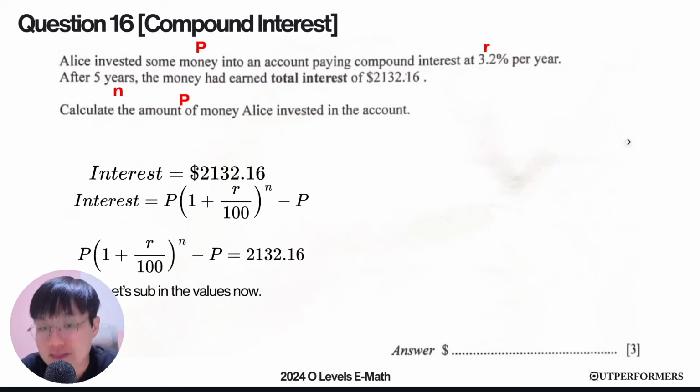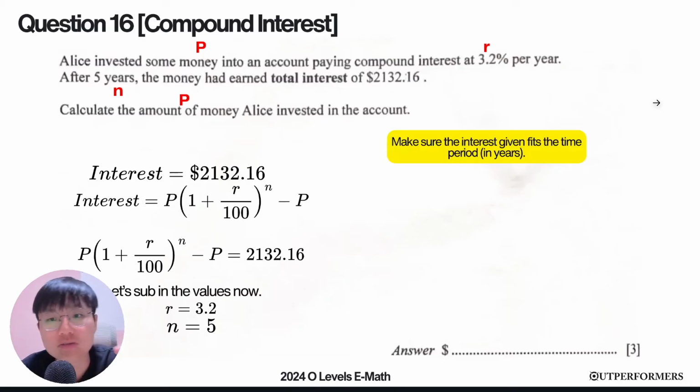And let's substitute the values now. And we have R equals 3.2. This is on a yearly basis, 3.2%. And we also have N equals 5. Again, it matches. Alright, so that's a very important thing. Make sure the interest given fits the time period. So all of these are in years now. So we are good to go.